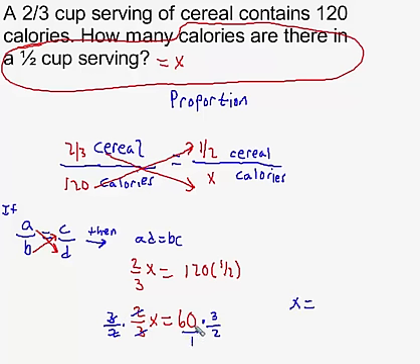Over here, we have 60 times 3 is 180, 1 times 2 is 2, and 180 divided by 2 is 90. So the answer is that there must be 90 calories. Remember that X is the number of calories there are in a 1/2 cup serving. So the answer would simply be 90 calories.